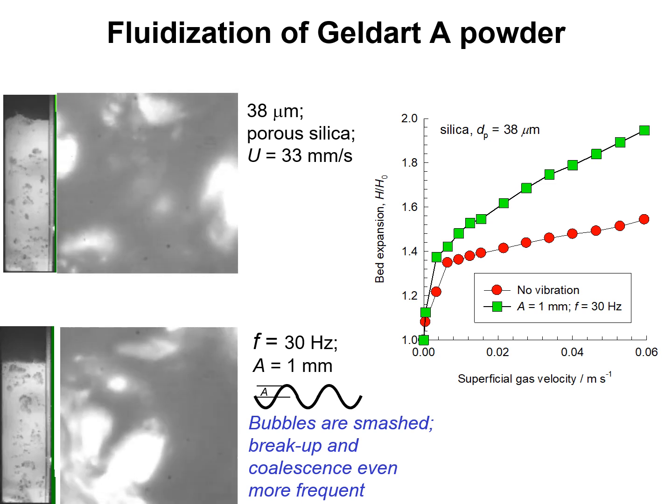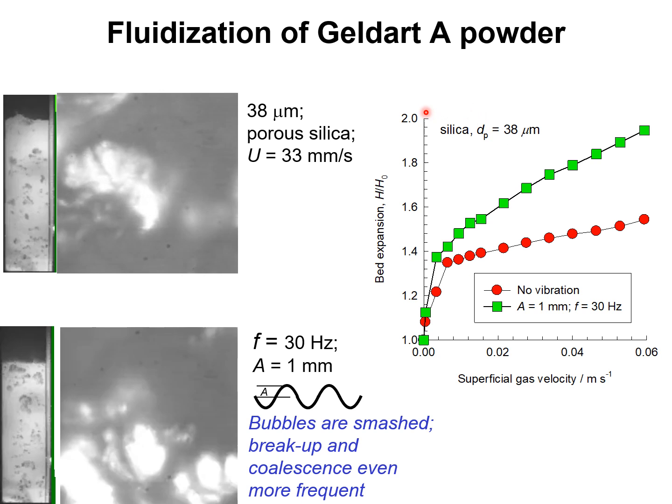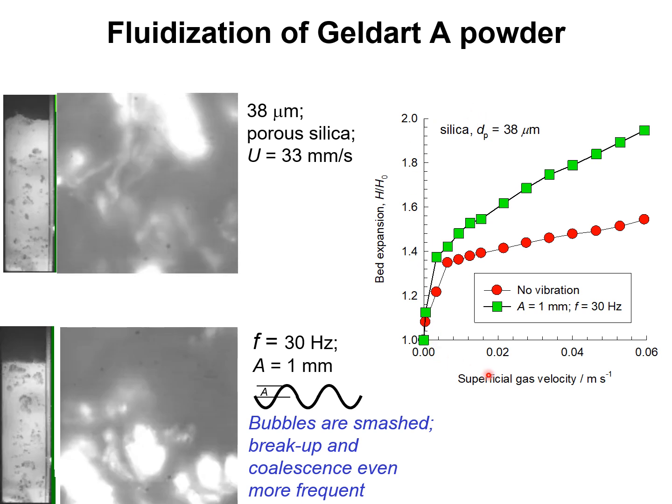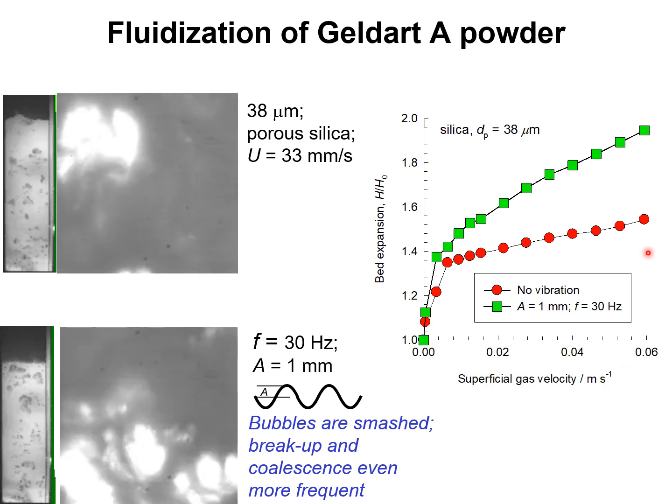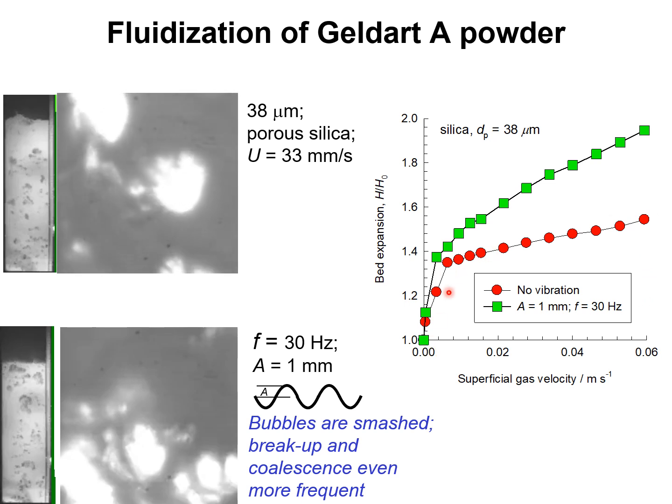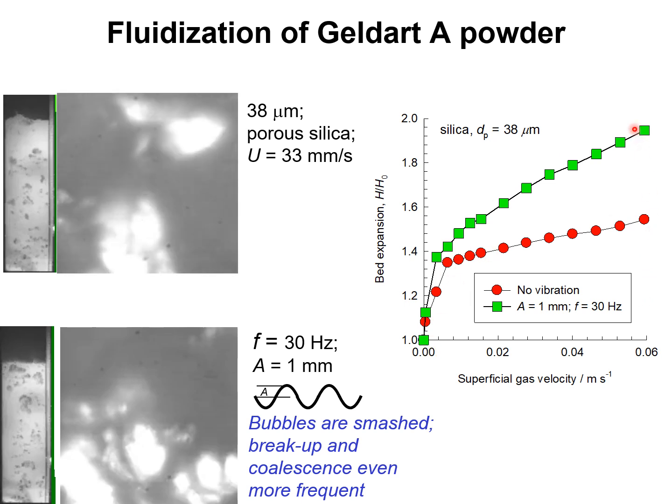Indeed, in this graph on the right hand side, we plot the bed expansion as a function of superficial velocity for the unvibrated column and the vibrated column, and the vibrated column shows a significantly higher bed expansion. Bubbles are smaller when the bed is vibrated, and the gas holdup is significantly increased. This is for a Geldart A powder.